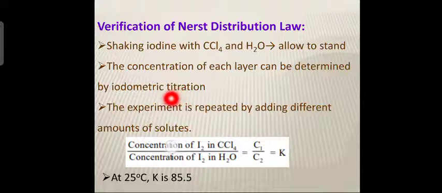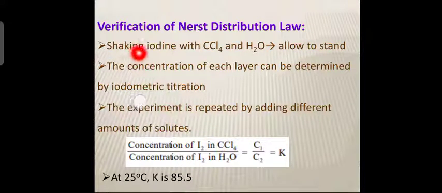Usually we use which indicator for iodine estimation? Starch indicator. So by iodometric titration, you can determine the concentration. The experiment is repeated by adding different amounts of solute. You add one quantity at a time, another time another quantity. Like that you determine for different amounts of solutes.